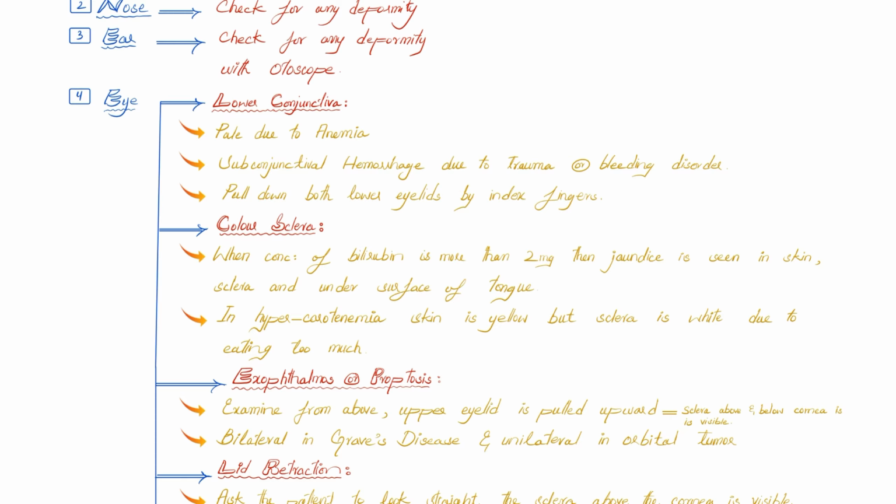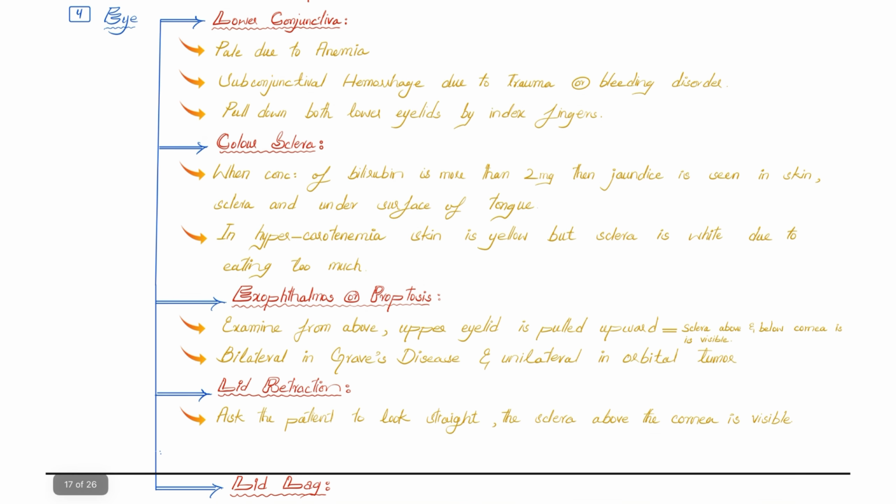While examining the lower conjunctiva of the eyes, you have to pull down both lower eyelids with your index fingers. Then look at the color of sclera. When the concentration of total bilirubin in blood is more than 2 mg, then jaundice is seen, means a yellowish discoloration of sclera and under the surface of the tongue. Now the question is, why do we see sclera for diagnosis of jaundice? The reason is that sclera has a high concentration of elastin, and elastin has high affinity for bilirubin. That's why it is the first area in the body which gets yellow discoloration.